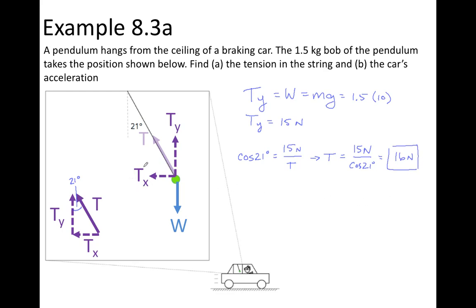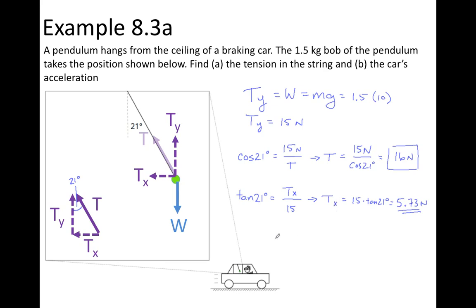We can then calculate the x component of the tension force. The x component of the tension force is opposite this 21 degree angle. The tangent function relates the opposite and adjacent sides. The opposite side is what we're looking for, Tx. The adjacent side to the angle is Ty, which we determined to be 15. We can then rearrange this to solve for Tx. It will be 15 times the tangent of 21 degrees, or 5.73 newtons. We're going to use this value, Tx, to calculate the acceleration.